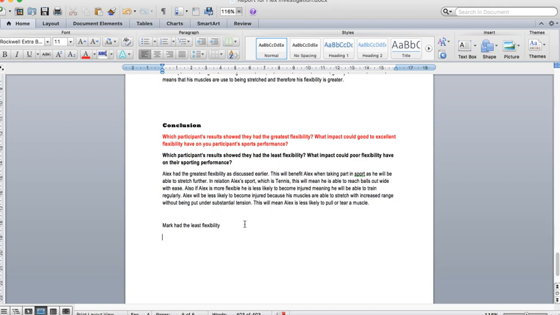But also, Mark's poor flexibility would mean that he's at risk of pulling a hamstring or a quadricep or whatever it is, because that muscle doesn't have that pliability in it like Alex's muscle. And that's the sort of thing we need to be talking about in the conclusion here.